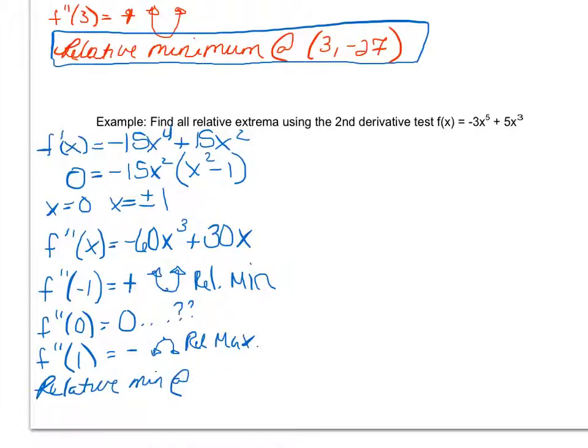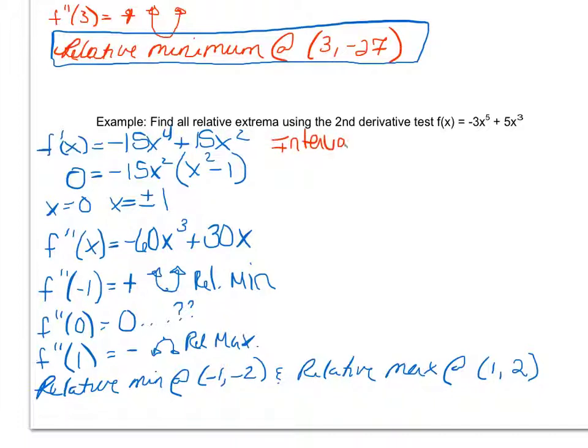So I can already say I have a relative minimum at the point -1, comma, I plug -1 back into my original function and I get -2. I just used a calculator for that. And I can also say I have a relative maximum at 1, comma, again I plug back into my original function. But I also have to ask myself what is going on when x is 0. So I will go back to my first derivative test and set up my intervals. I'll go from negative infinity up to -1, from -1 up to 0, from 0 up to 1, and from 1 up to infinity.